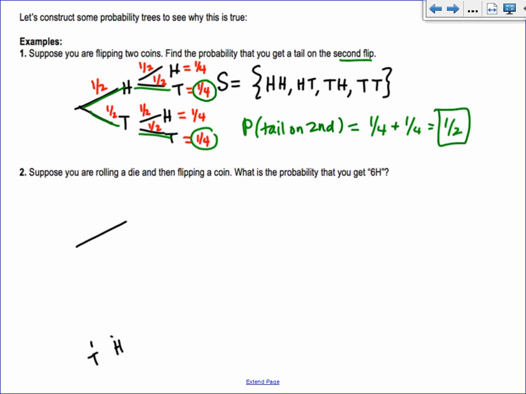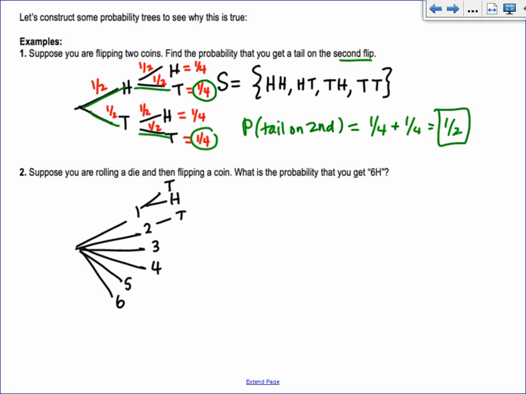So same thing here. If I'm rolling a die and then flipping a coin, then for the die, I'm going to have 1, 2, 3, 4, 5, 6. And then flipping a coin, I'm going to have heads and tails, heads and tails, heads and tails. And you can fill out all of the different probabilities, right? For all of the numbers, it was 1 out of 6. For all of the heads and tails, it was 1/2. But I'm finding the probability of getting a 6 and then an H.